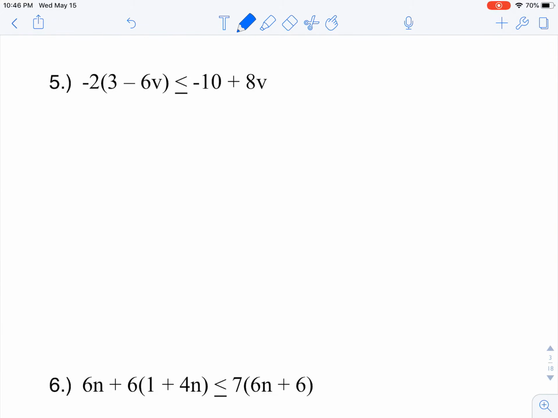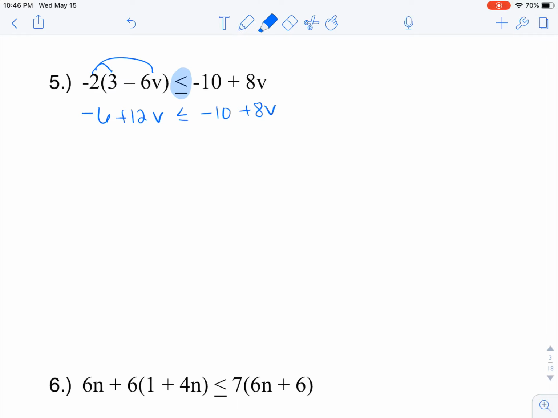All right, number 5, we now have an inequality. You can see here, it doesn't change anything. Pretty much it acts like an equal sign. The only thing you have to remember is if you divide by a negative or multiply by a negative, you got to flip the sign. So again, start with distributive property. So negative 6 plus 12v is less than or equal to negative 10 plus 8v.